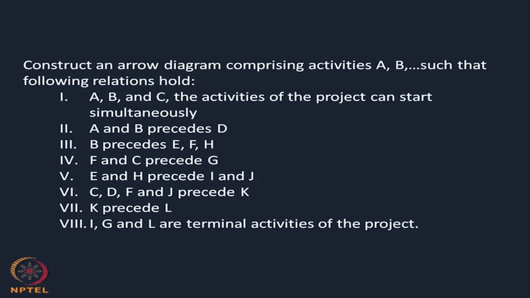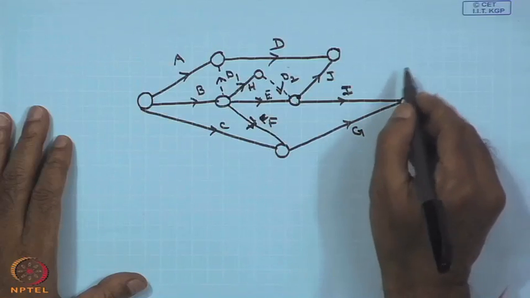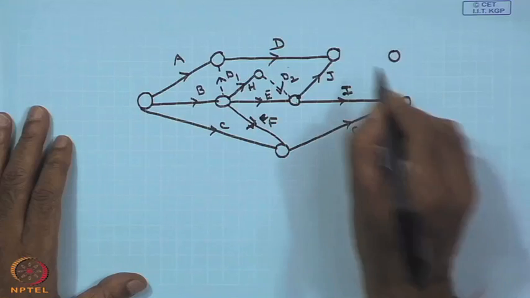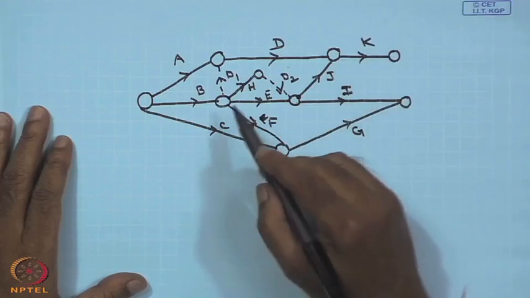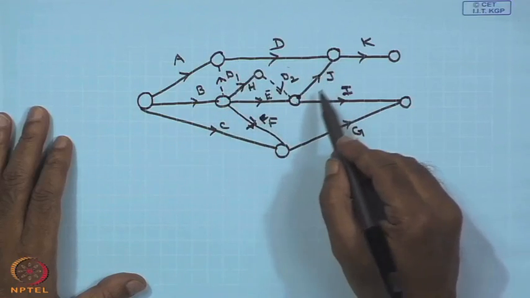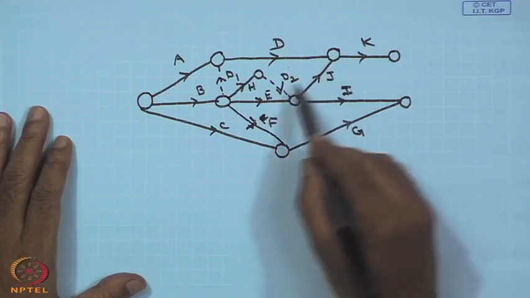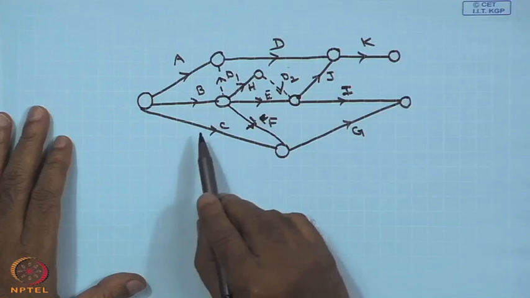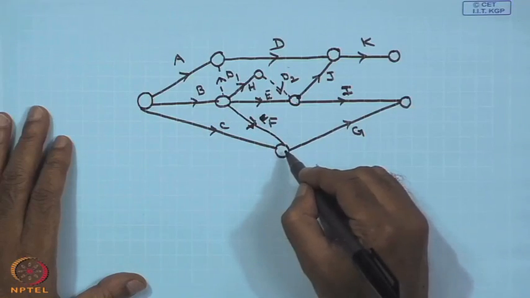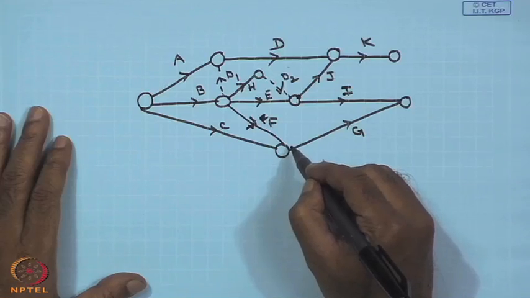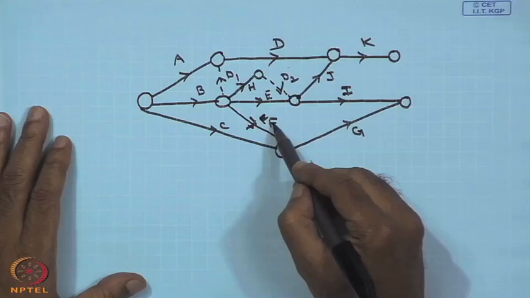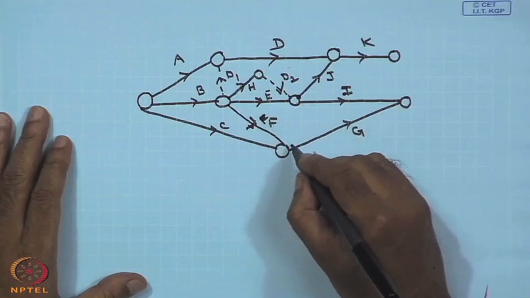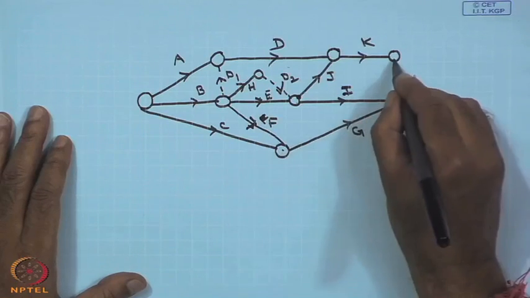The next one is C, D, F and J precede K. So, this is your K, you see here. D is preceding, J is preceding, but where is F? F is not preceding, C is not preceding. So, again what do I have to do? To say that before starting activity K, C and F have been completed, again there must be one dummy activity between this node and this node.